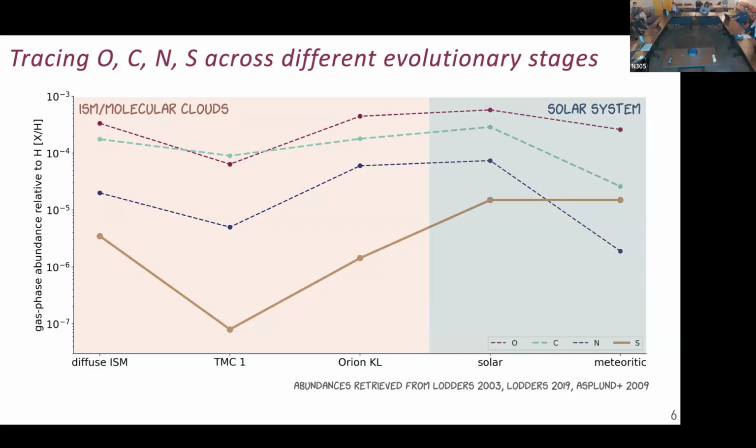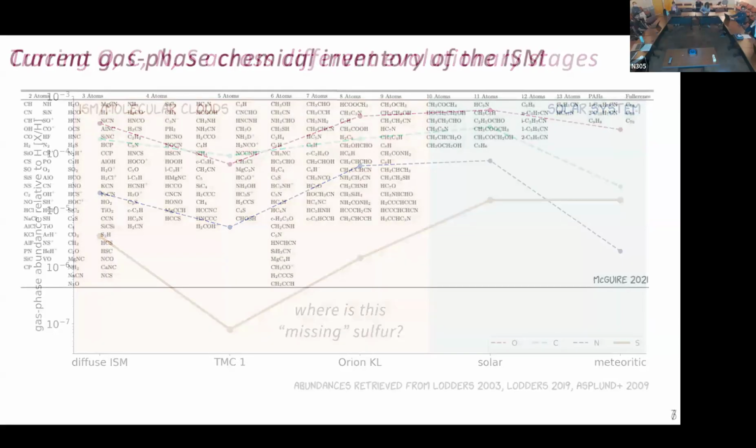And so this problem was known since the 1990s as the sulfur depletion problem or missing sulfur problem. This is just contextualizing the basis of this thesis that I'm presenting.